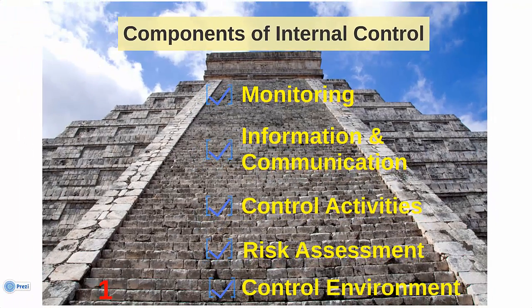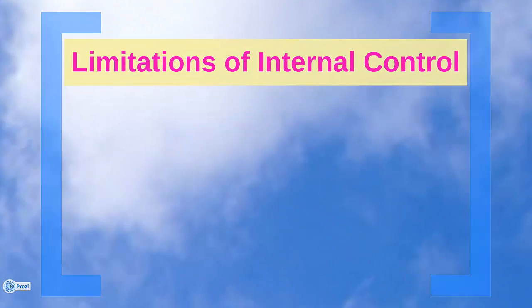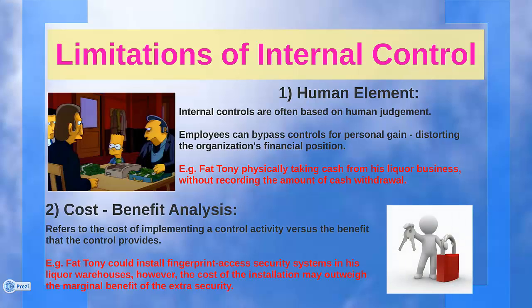The 5 components of internal control can be thought of as a pyramid. Now, a fundamental issue of internal controls are its limitations. Firstly, the human element. This arises due to the fact that internal controls are dependent upon human judgment. And the second limitation is cost-benefit analysis. This refers to the cost of internal controls outweighing the marginal benefit.